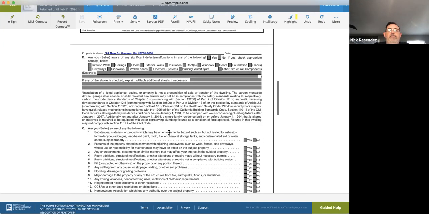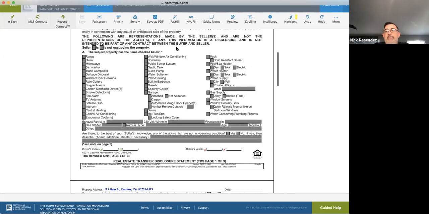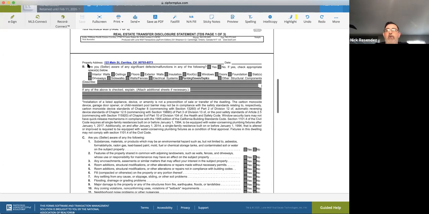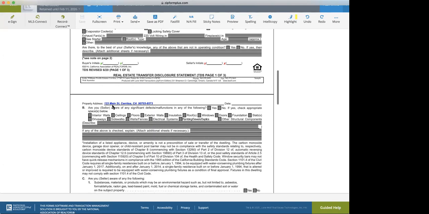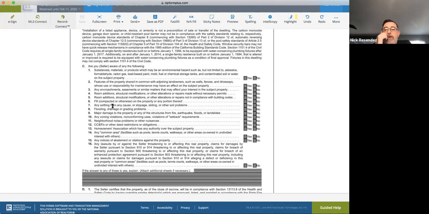When we move on to page 2, paragraph B says, are you, the seller, aware of any significant defects or malfunctions in any of the below here? Interior walls, ceilings, floors, exterior walls, like all the structural components, basically, right? So I would call this first section systems, right? The systems in the property. And then B are the structural components: roof, foundation, plumbing, or floors, windows, et cetera, et cetera. Plumbing would be a system, which would be up here, okay? All right. And then lastly is paragraph C.